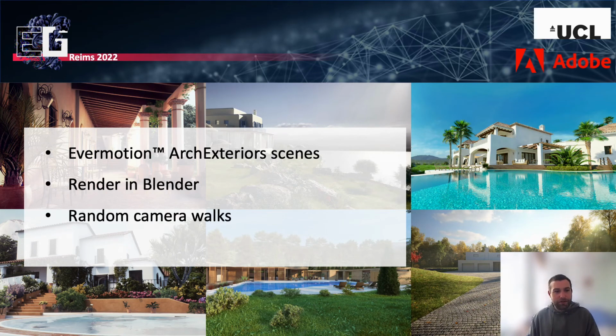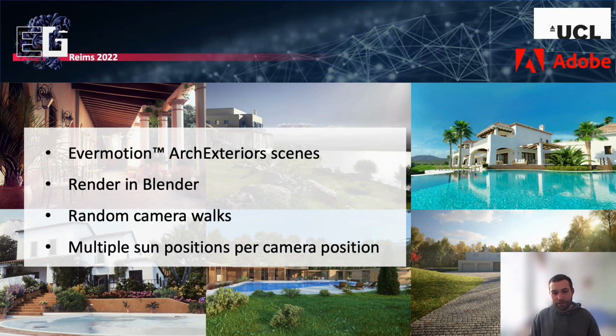The way that we create the training data is we take random walks within these scenes, and for each camera position, we then take multiple renders under different sun positions. At training time, we randomly sample two directions. We assign one to be the source and one to be the target, and then given a source, try and predict the target. And this allows us to have supervised training.